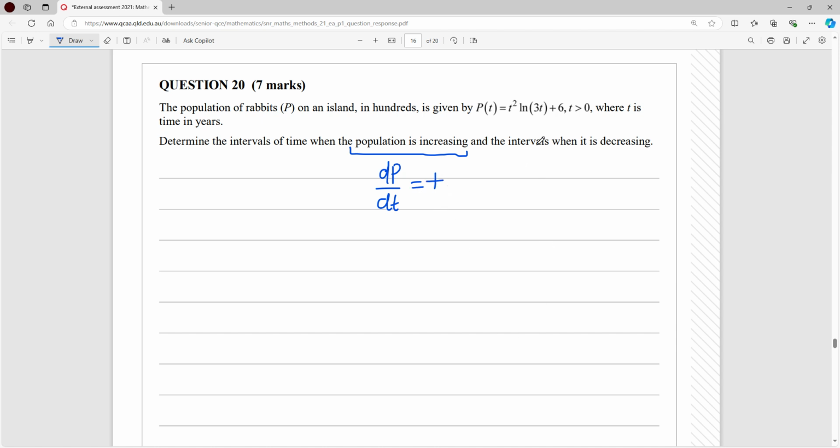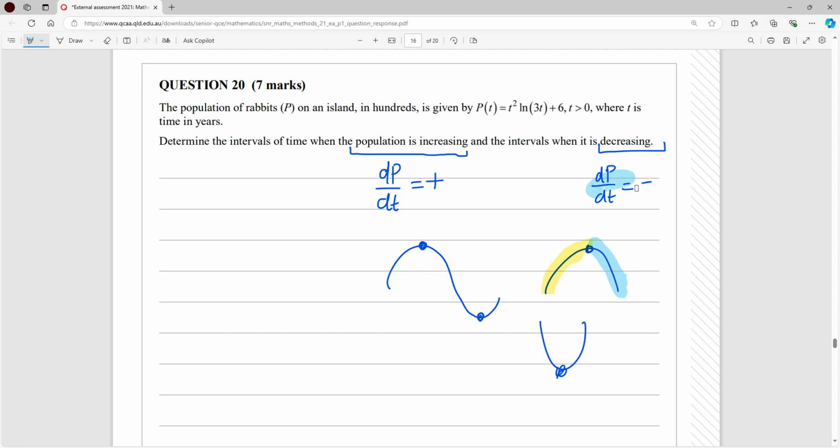We also want to know the intervals when it's decreasing, so we want to know when dP/dt is negative. If it's positive and negative, we have something like one of these hills here. Here this would mean a positive rate of change, because it's increasing, and then here this might be a negative rate of change, because it's decreasing, so the tangent lines would be facing the other way.